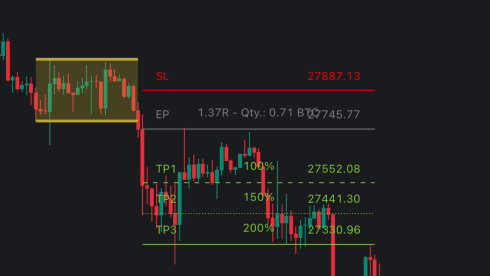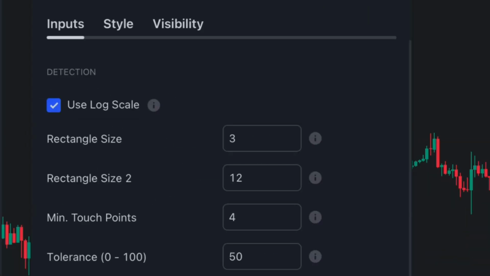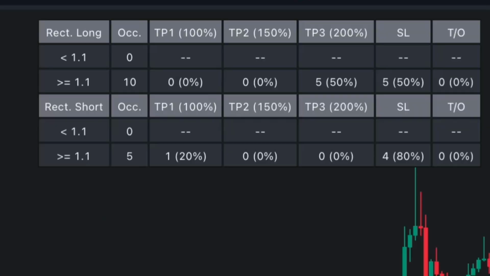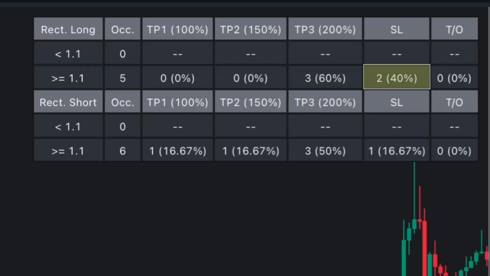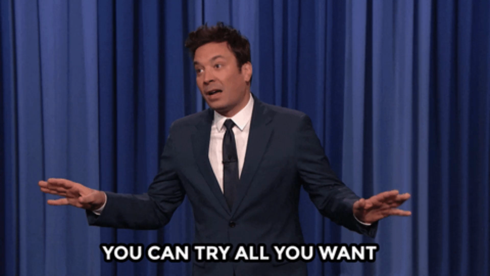You also have the flexibility to fine-tune the accuracy of the pattern detection by adjusting the tolerance level. As you can see in the statistic, a higher number results in more detected patterns with lower accuracy. Conversely, opting for a lower tolerance increases accuracy, although it may result in fewer detected patterns. It's all about finding the perfect balance that suits your trading style and preferences.